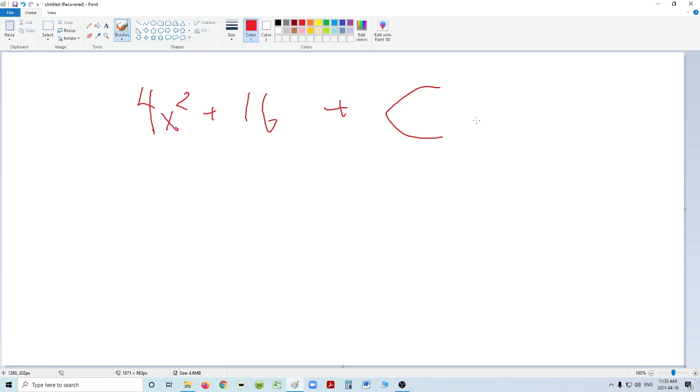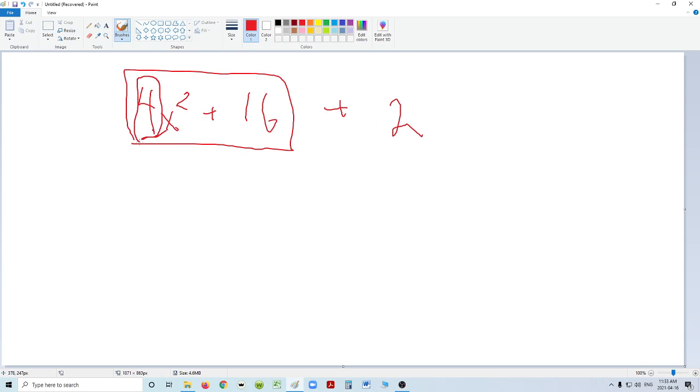And it doesn't matter what this number is. I can make it anything. I can make it 237 if I want. I can make it 2. Let's make it a tough one, 2. Okay, the secret here is isolating this and factoring out whatever's in front of the x squared.